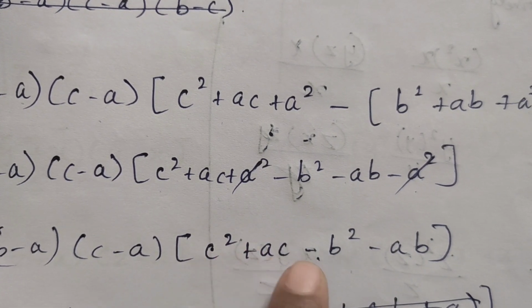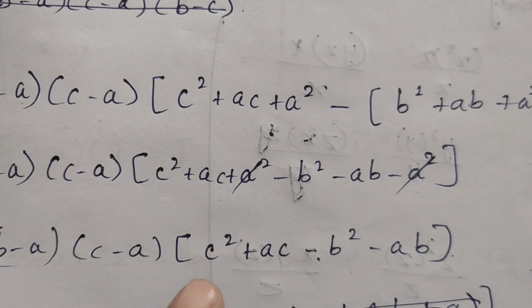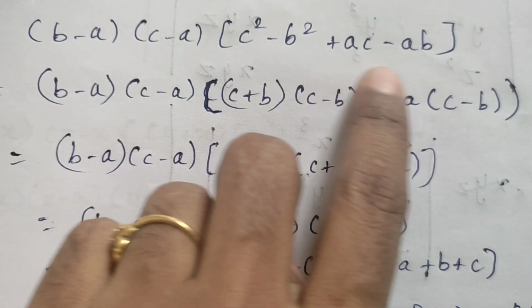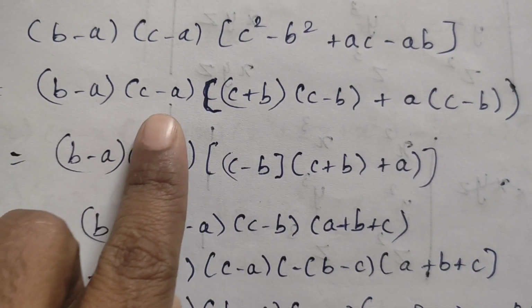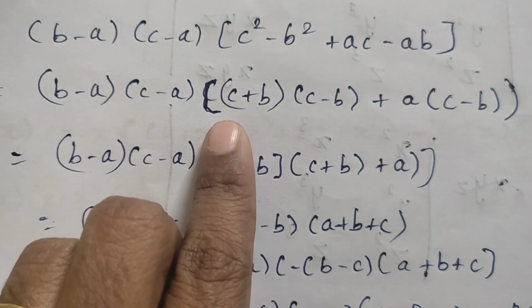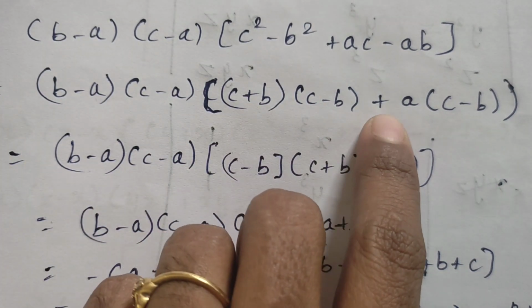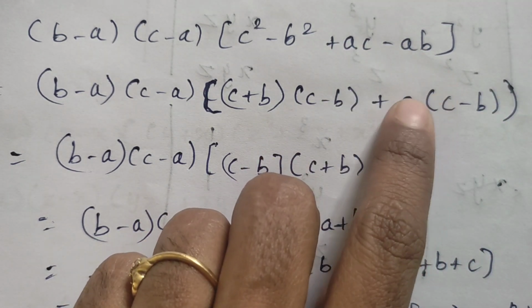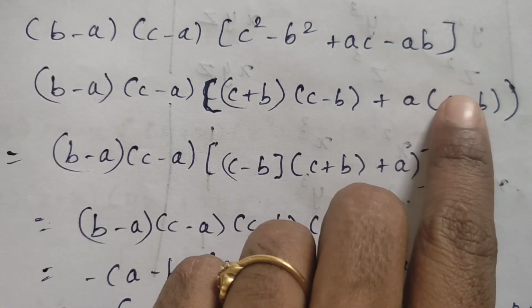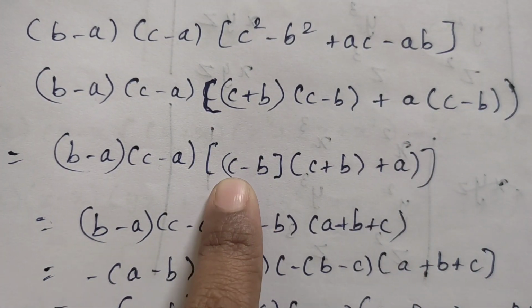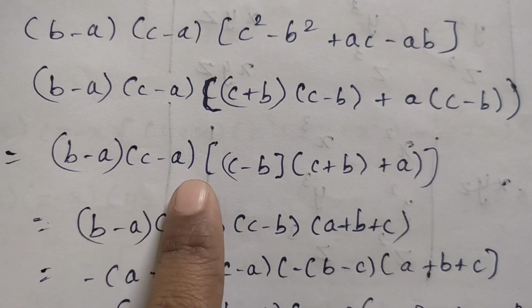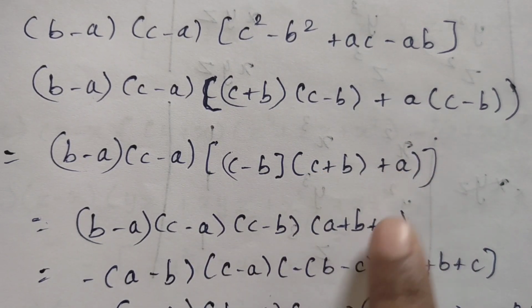For c square minus b square, I'll apply the formula: that is c plus b into c minus b. So b minus a, c minus a into c square minus b square plus ac minus ab. c square minus b square is written as c plus b into c minus b, plus a into c minus b. a is common in these two terms, so we have taken a outside. Now from these two terms, c minus b is common, so let us take c minus b out, so that we'll be getting a plus b plus c. b minus a, c minus a, c minus b into a plus b plus c.